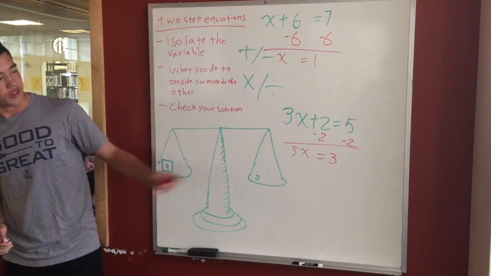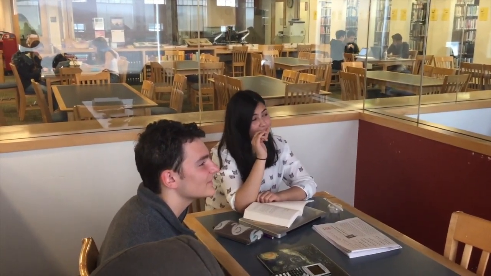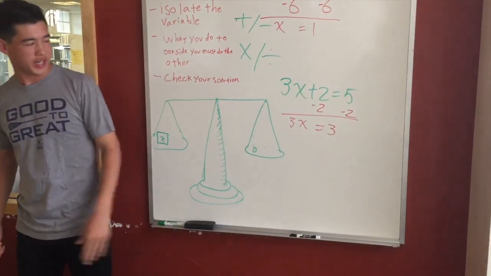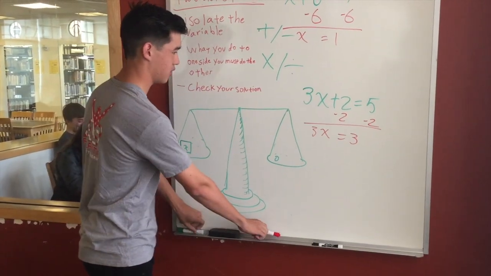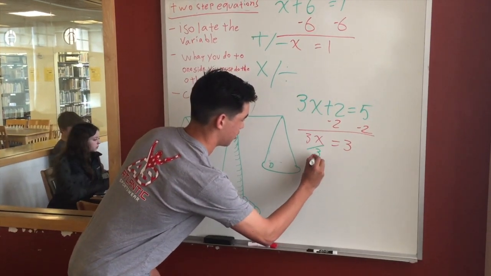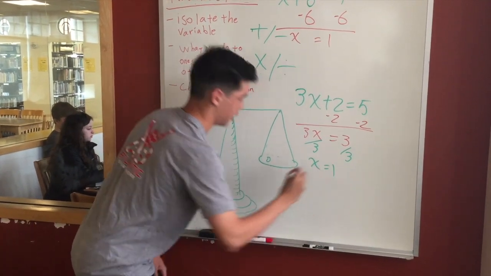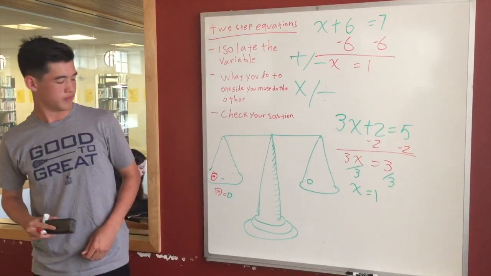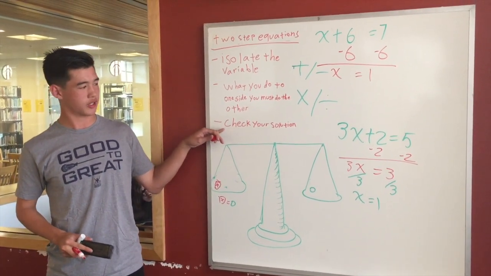Okay, now that I have 3x is equal to 3. Jacob, what would I do? You divide by 3. Exactly, right? So division cancels out multiplication. I would divide by 3 to isolate x. And I am left with x equals 1. Okay? And so now we must follow a third step to check our solution.